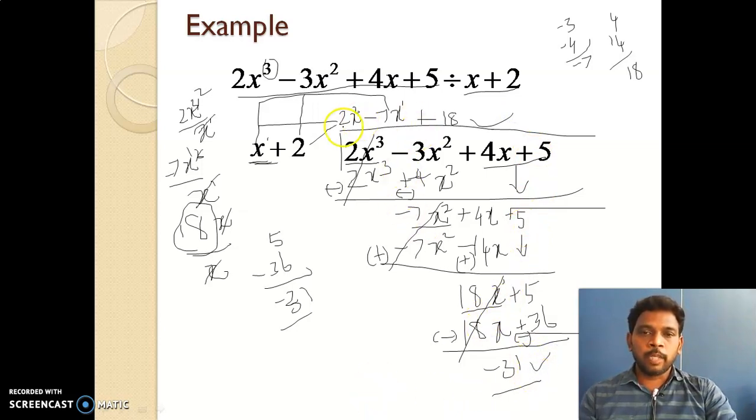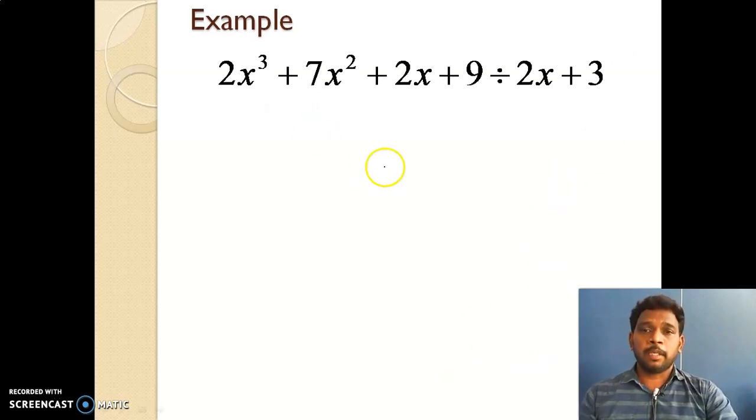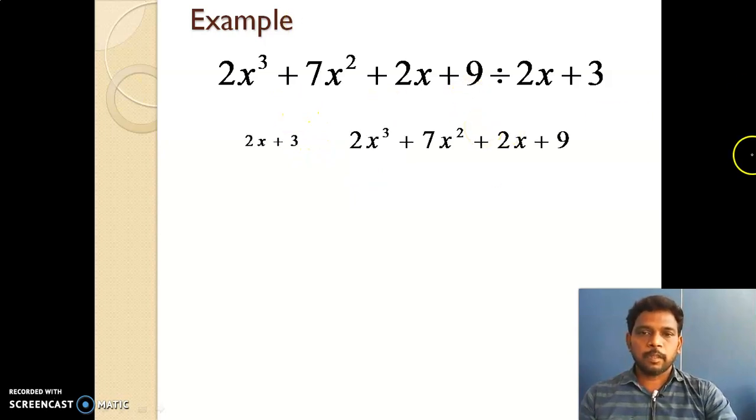Okay, now this is your required quotient, and this is your remainder. So 2x square minus 7x plus 18. So this is the quotient of the polynomial when we divide this one by this one, and this is your remainder. Okay, look at the next example. So the same thing here. Okay, so we are going to divide this one by this one. This one is also a cubic polynomial.